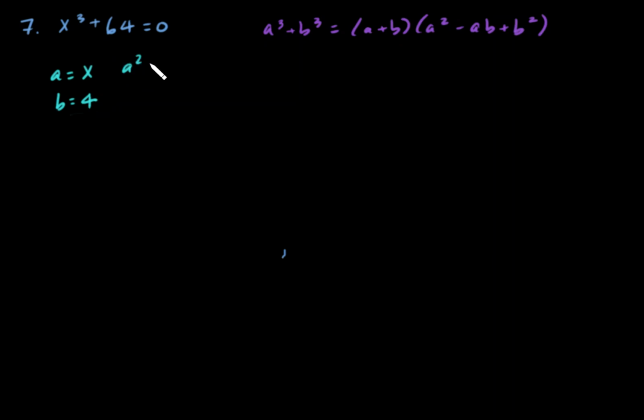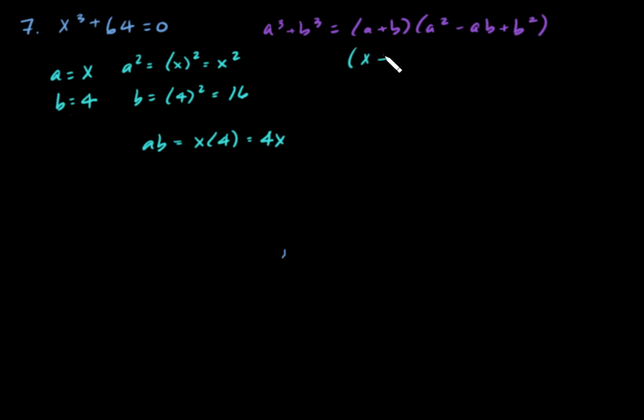You need to also find out what a squared is, so that's x squared. What b squared is, that's 4 squared equals 16. You need to also find out what ab is, which is x times 4, that's 4x. Okay, let's go ahead and drop it in.